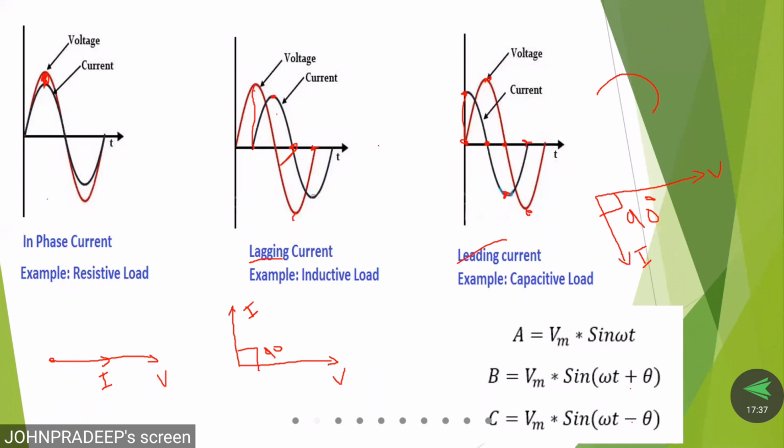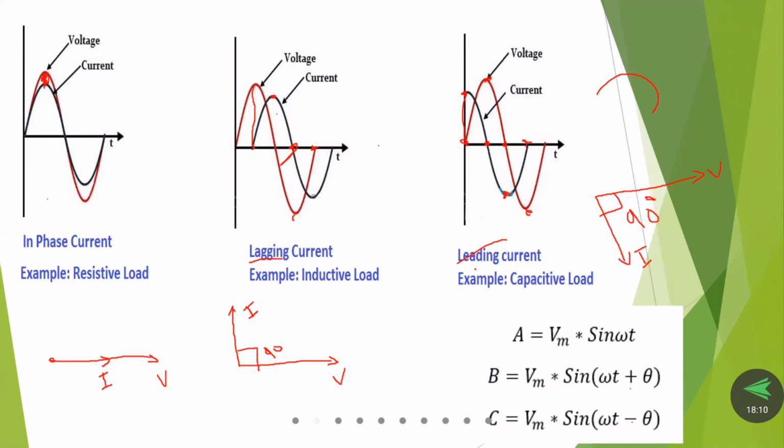For example, now if we assume this red one is the current, not the voltage, then the current is leading and the voltage is lagging. So we are just interchanging the positions of voltage and current. For example, the black we assume as voltage, red we assume as current. Then the concept is that the current is in the leading position and the voltage is in the lagging position. We work based on the waveforms. Okay, that is what we call the lagging concept.